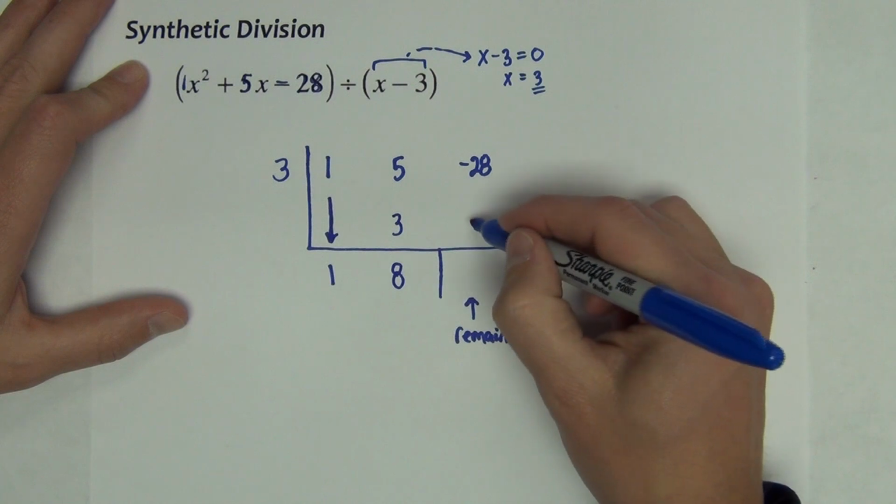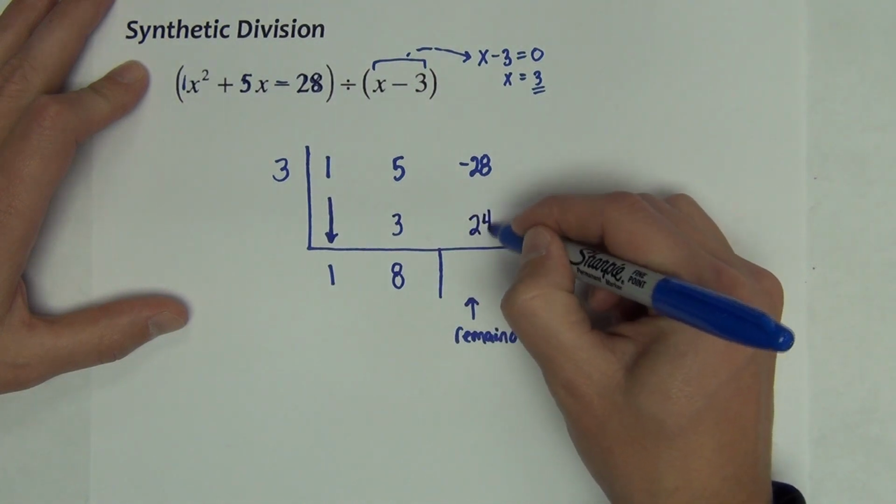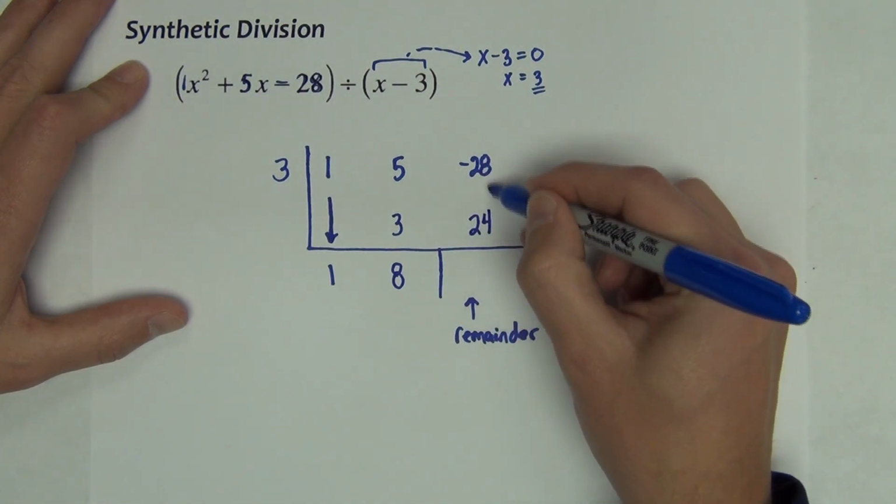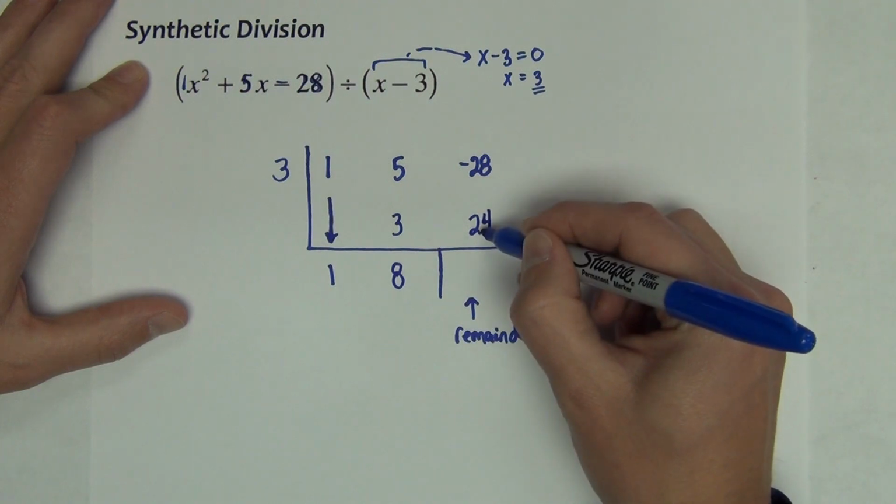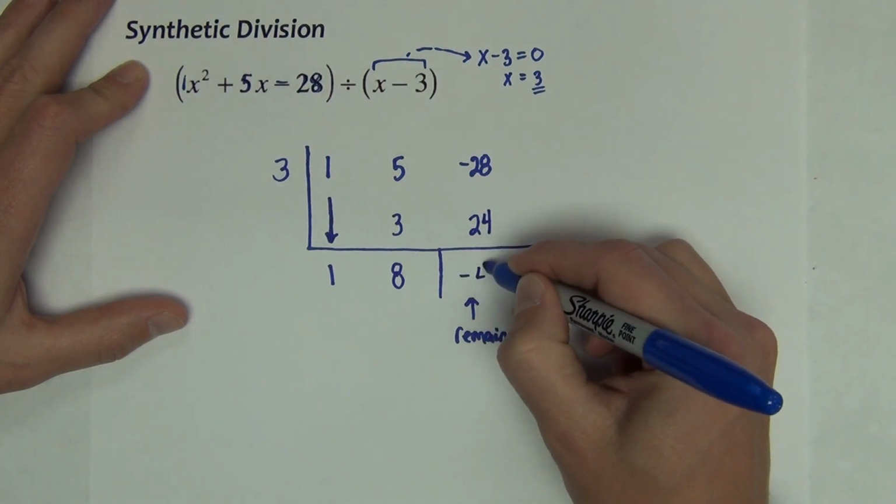Now this 8 is beneath the bar, so it multiplies the 3. 8 times 3 is 24, and that goes in the next spot. And now we're going to add these numbers together. Negative 28 and 24 is negative 4.